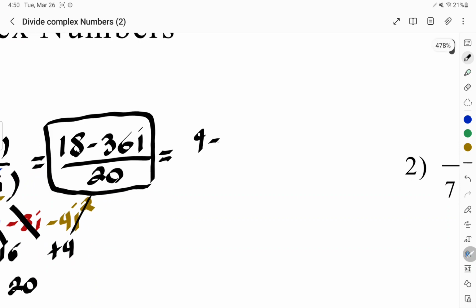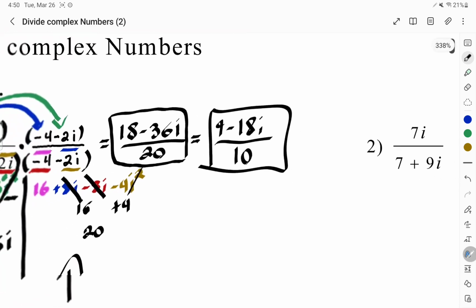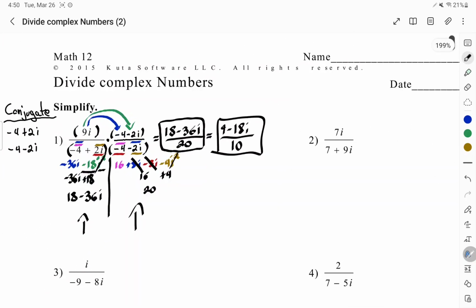So this is just going to be 9. What would that be? 18, right? i over 10. Okay, so that's going to be my final answer. I divided everything by 2. Okay, that would be it. But you don't have to simplify for this one.